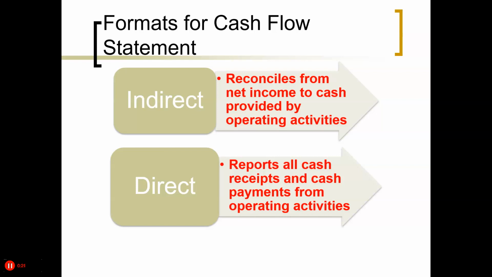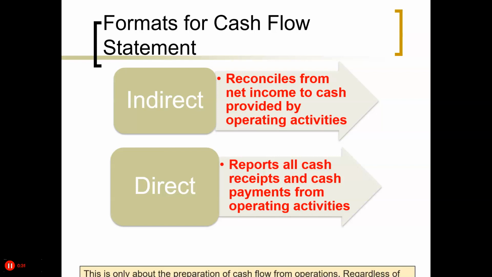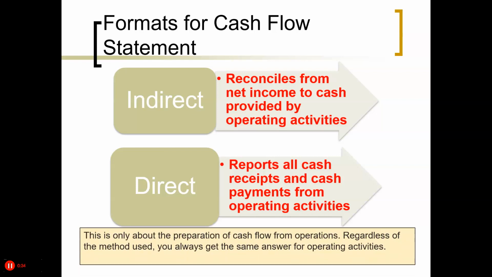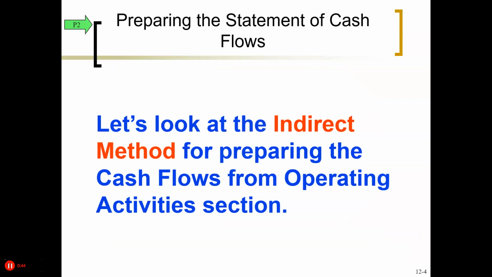Now the indirect method is we reconcile from net income to cash provided by operations. The direct method, we report all cash receipts and cash payments, and we'll do that in Part 3. Regardless of whichever method you use, indirect or direct, and remember this only applies to operating activities, investing and financing are done both the same, you're always going to get the same answer. So let's take a look at the method.